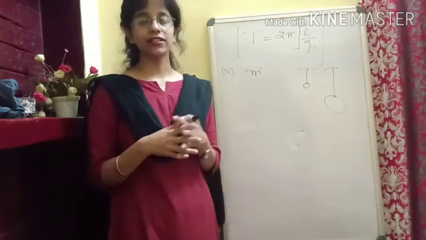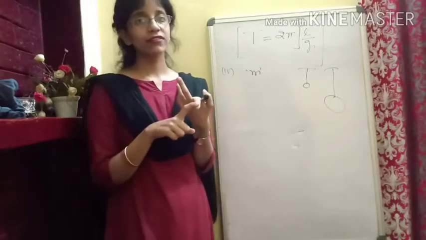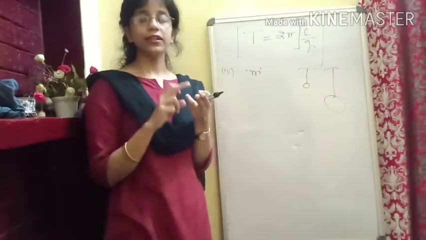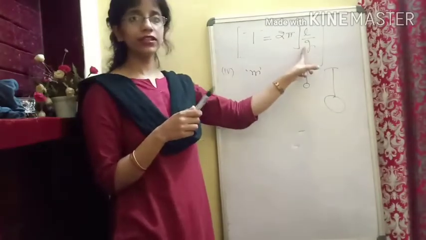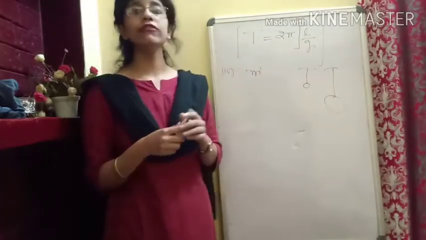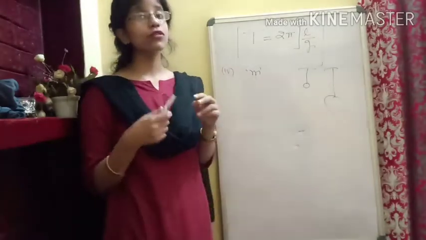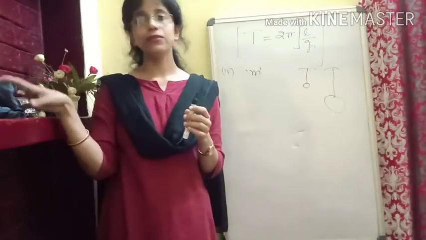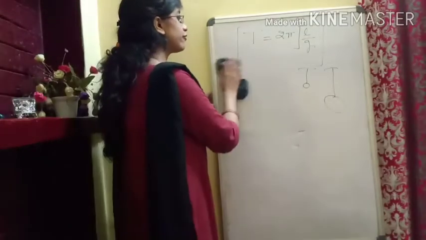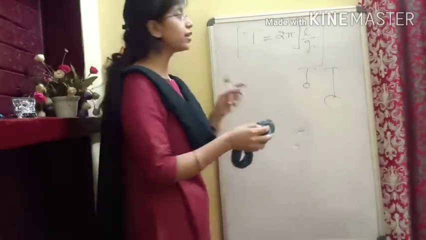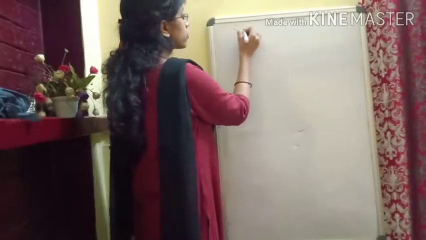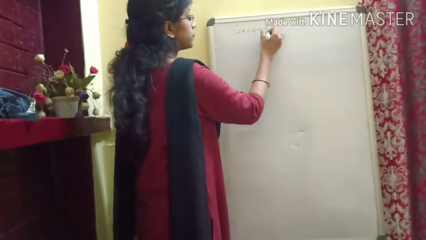So these are the factors. Time period depends upon effective length. How does it depend? Directly proportional to the square root of the length. It depends on the acceleration due to gravity, inversely proportional to the square root of gravity. Will it depend on the mass of the bob? No. Will it depend on the amplitude of the bob? No. So these are the factors which do affect the time period and which do not. Next is a small topic, that is the seconds pendulum.